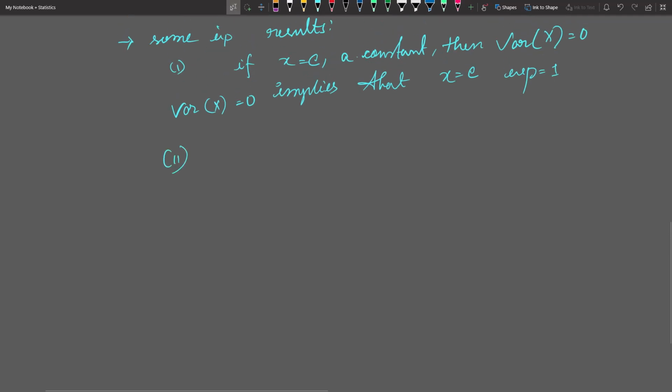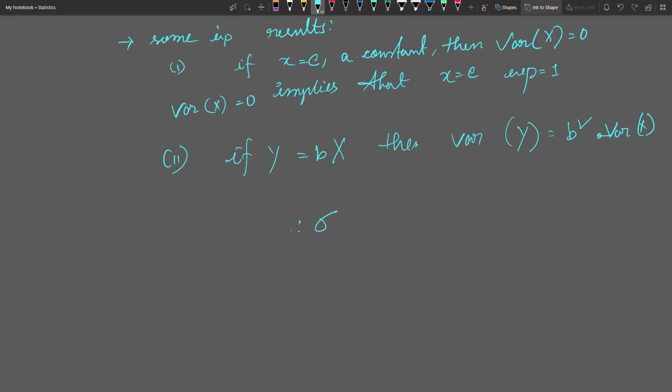Number 2: if Y is equal to bX, then variance of Y is equal to b squared times variance of X. That is, sigma Y is equal to the modulus of b times sigma X. We will prove it after writing all the results one by one. Then we will discuss the proof also.